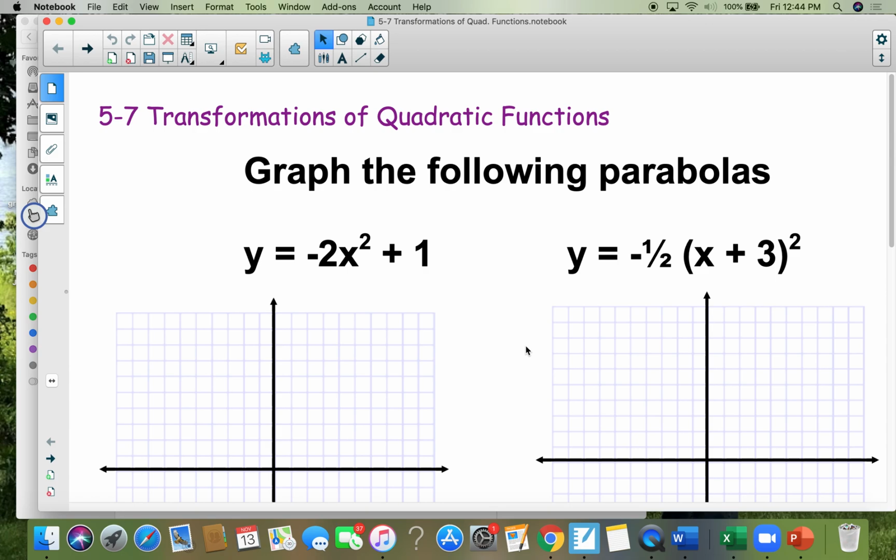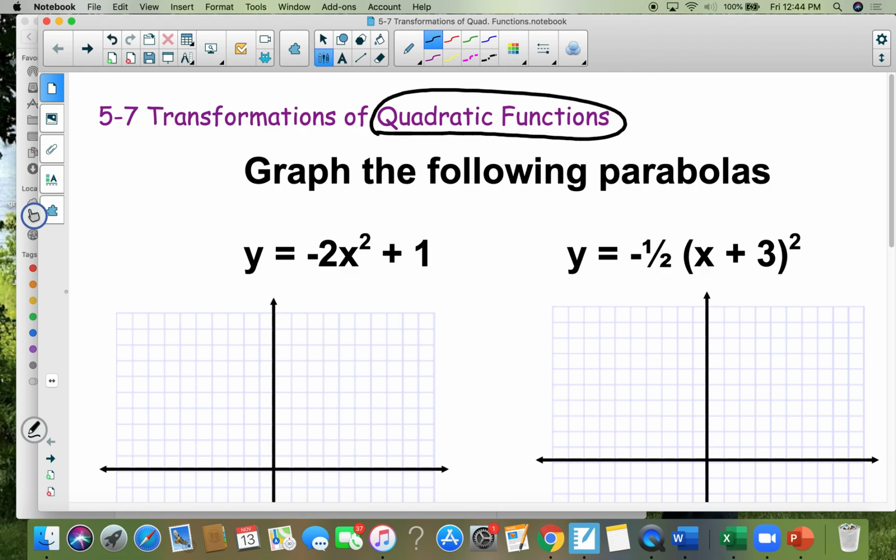Okay, transformations of quadratic functions. Some of this you had in a different chapter. You did this in chapter 2. So the first section is just review. Again, we are making a U-shaped figure, and that's all we're doing in this one.